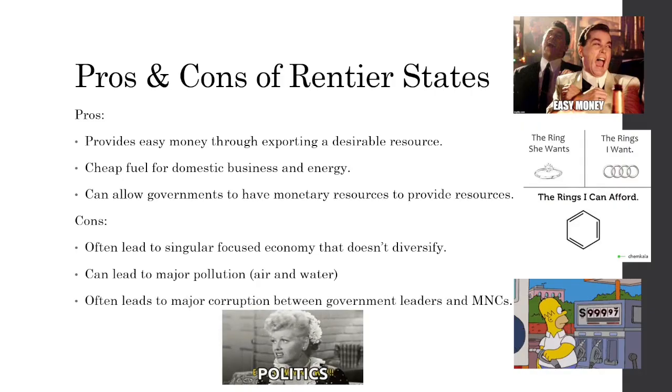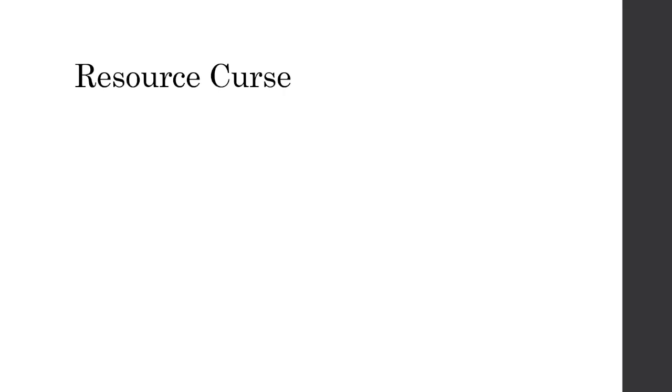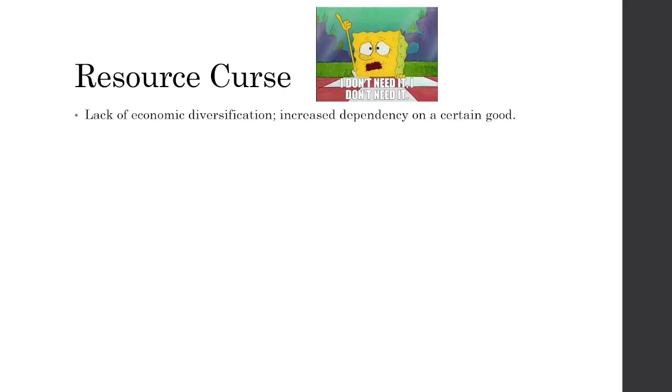It often leads to major corruption, of course, between government leaders and multinational corporations. They might get a kickback or two, or they can embezzle some funds. Let's talk about the resource curse. So a lack of economic diversification leads to an increased dependency on a certain good. They are cursed to rely on a certain resource.